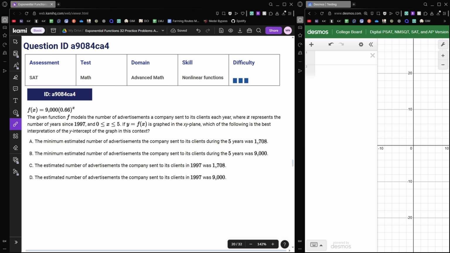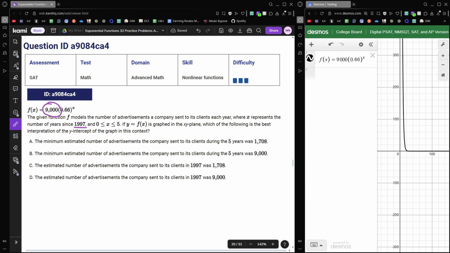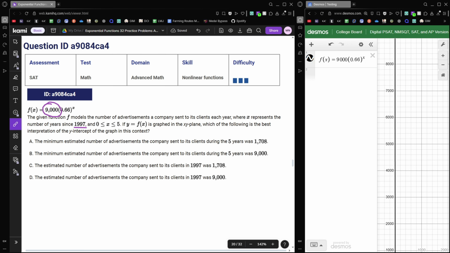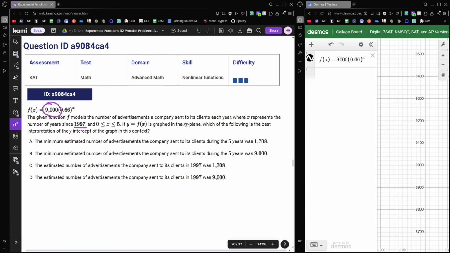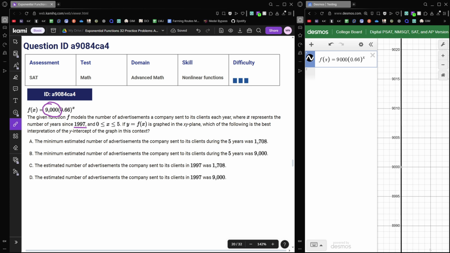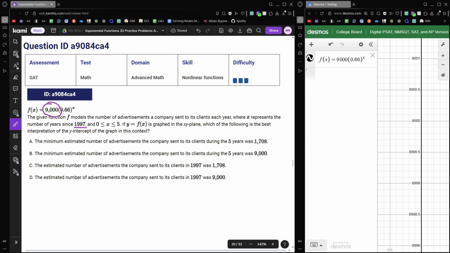Alright, so a little trick to exponential equations is that the y-intercept will always be this very first number. Now, in the context of word problems, that very first number is also the initial value. So that means the company sent 9,000 advertisements in its initial year, which is 1997. Now just to prove it, if you go ahead and look here, well it's 9,000, so I guess I have to zoom out a lot. And you see that the y-intercept is right here at 9,000. Okay, well I keep zooming in, but you can't tell it, but it's at 9,000.